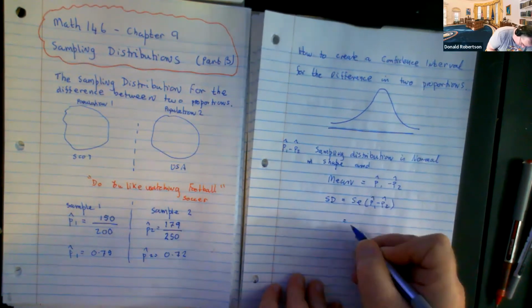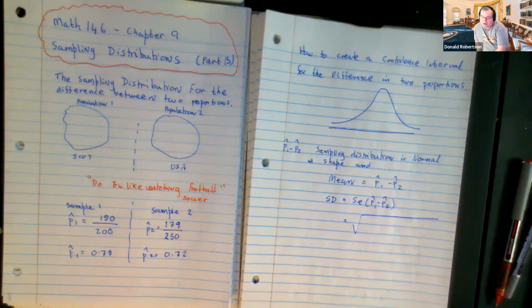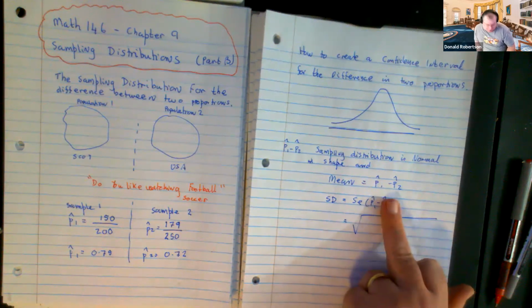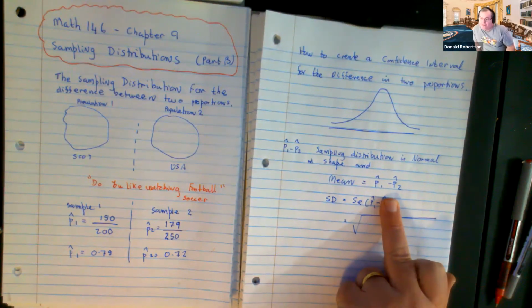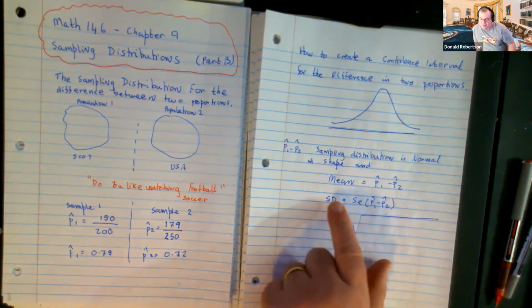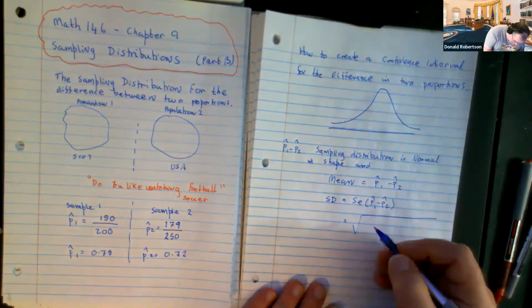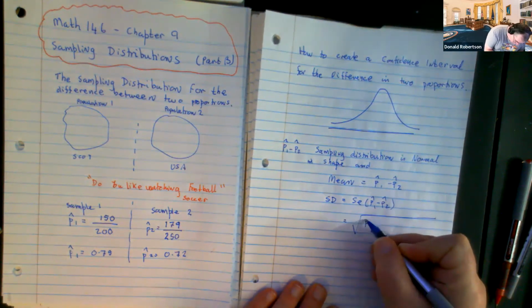And this is the new guy. Can you remember how we got the standard error for just one sample, for P1? Wasn't it the square root of P times 1 minus P over N? Remember that? When you want to find the standard deviation, also called the standard error, you are going to have to do a little bit more work.